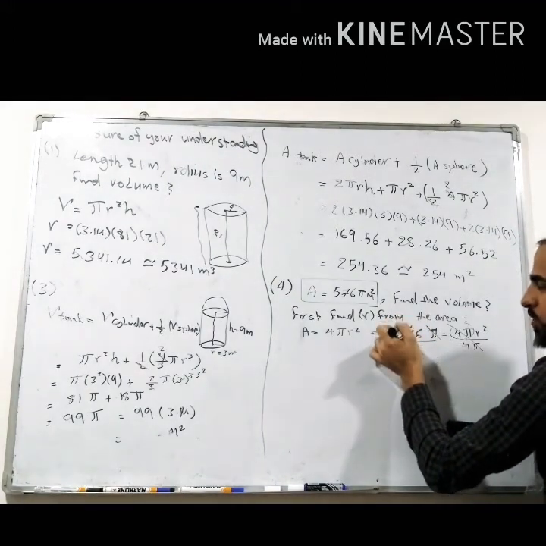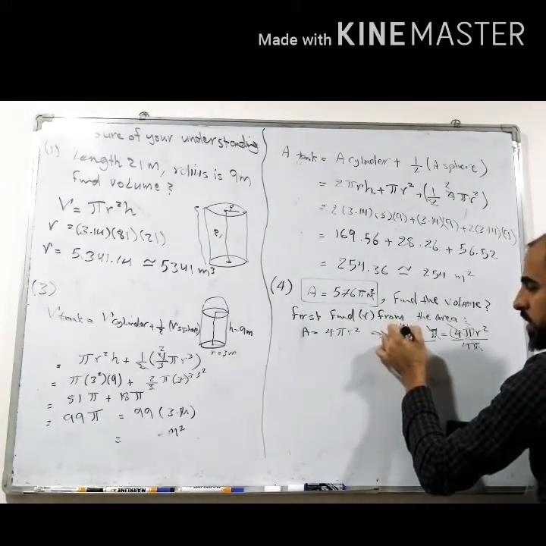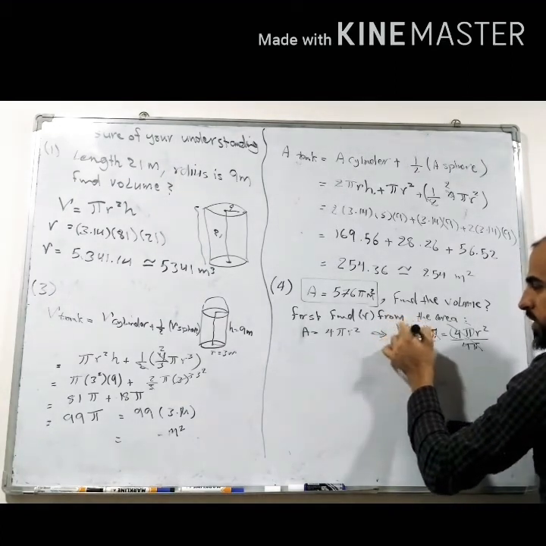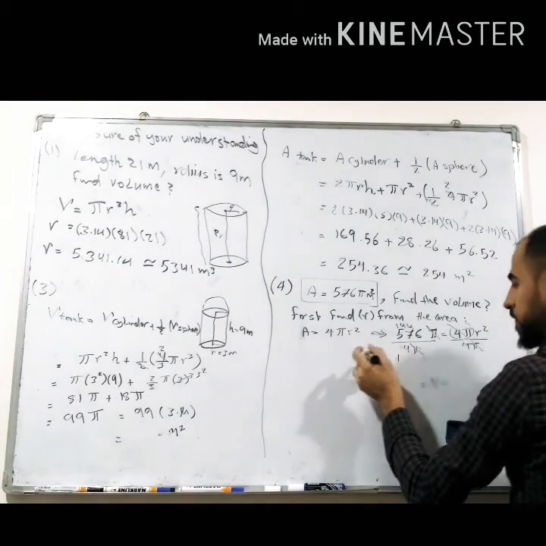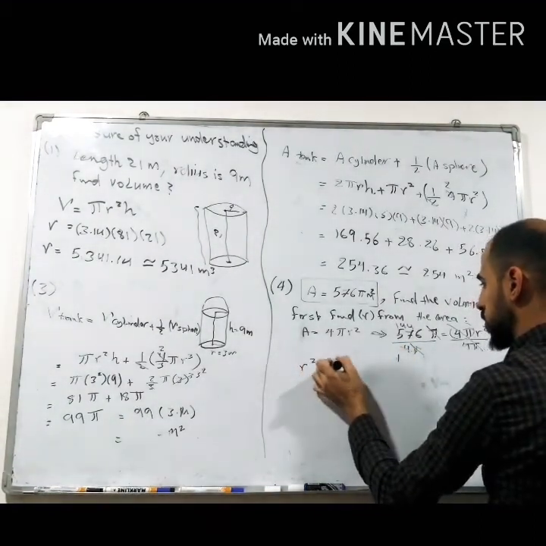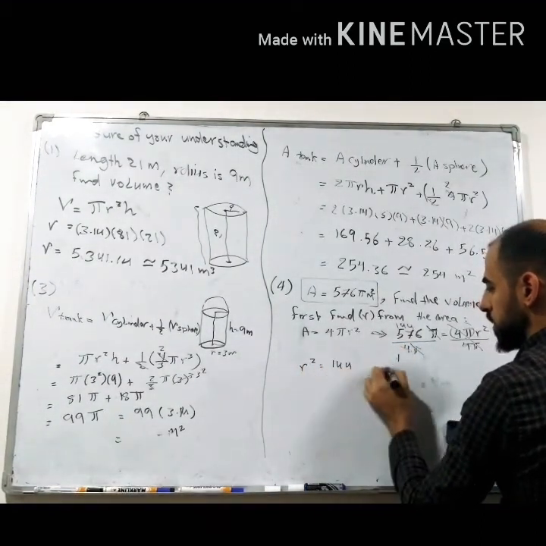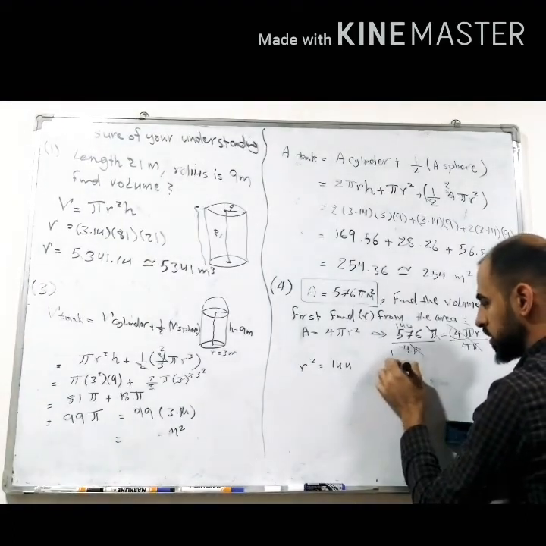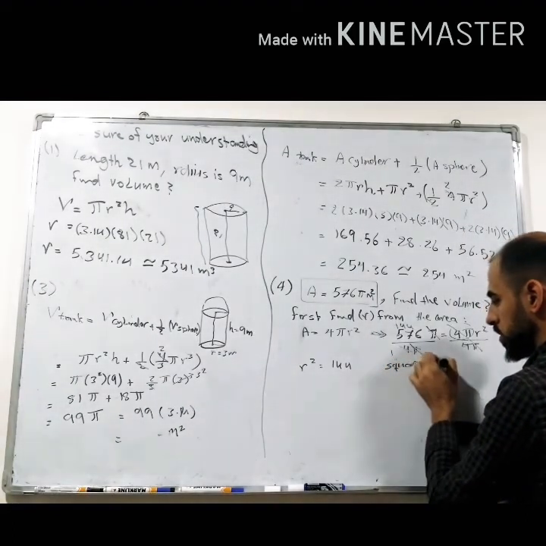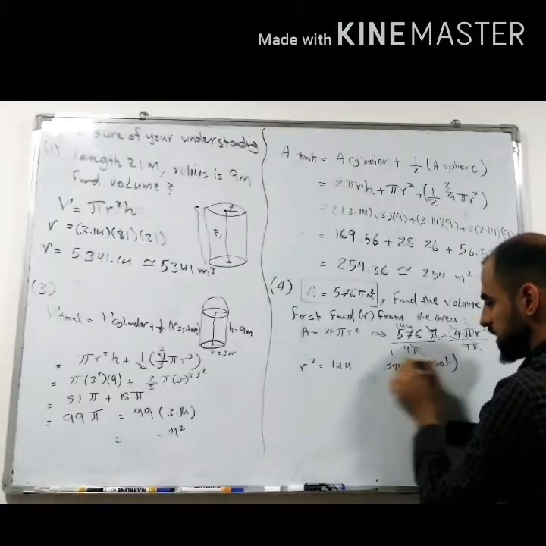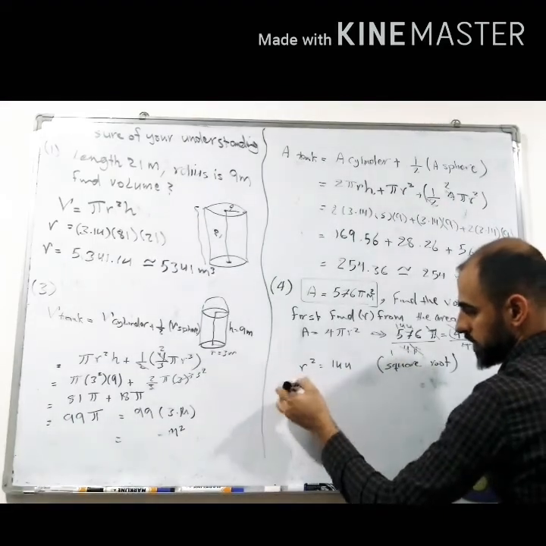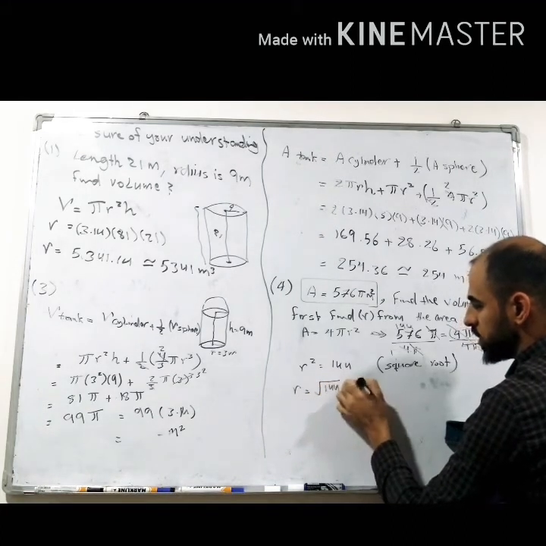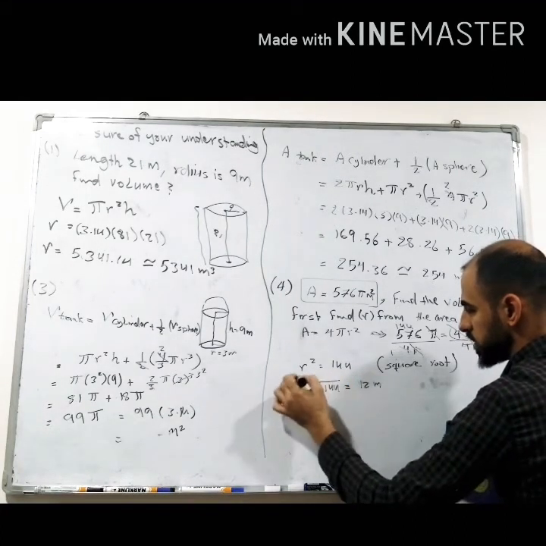Dividing 576 by 4: 5 over 4 is 1 and the remainder is 1. With 7 it will be 17 over 4 is 4 and the remainder is 1. 16 over 4 is 4. So r to the power 2 equals 144. Taking the square root of both sides to delete the square, r equals the square root of 144, which equals 12 meters. That is the radius.